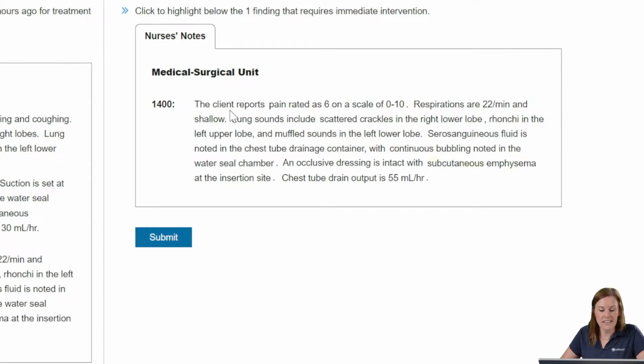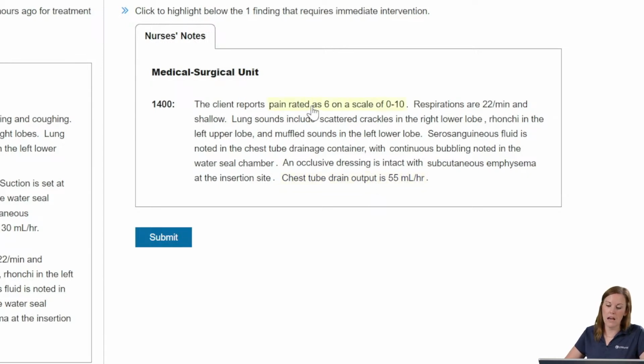Okay, so with these highlight items, what you have to do is you just scroll over, and then options that are clickable are going to highlight in this pale yellow. So we can go and see like pain is an option for a correct answer. Let's see what else we have. Lung sounds can be an option. The continuous bubbling noted in the water seal chamber, and then the subcutaneous emphysema, and then the chest drainage output.